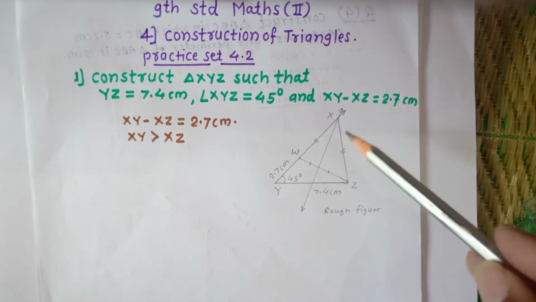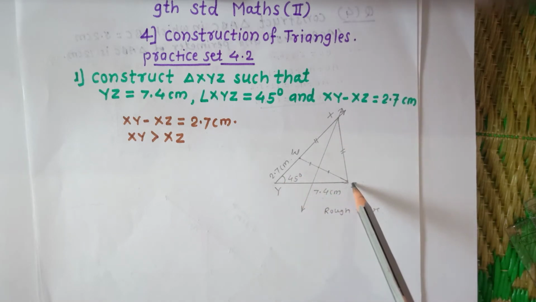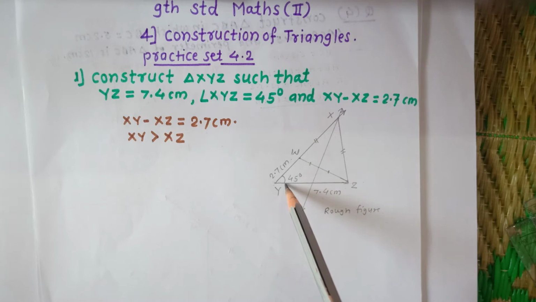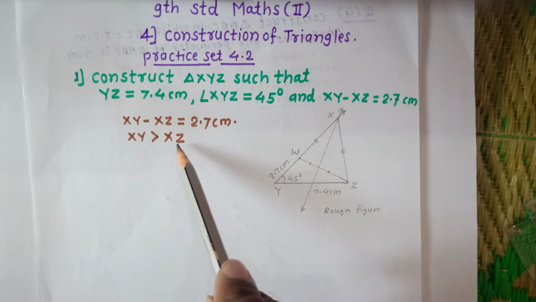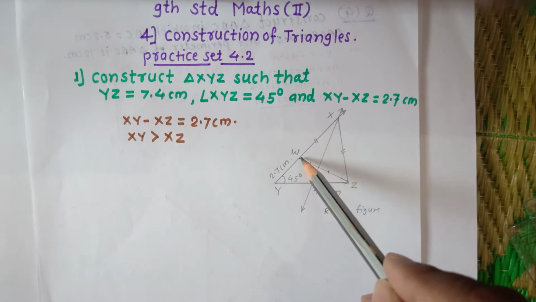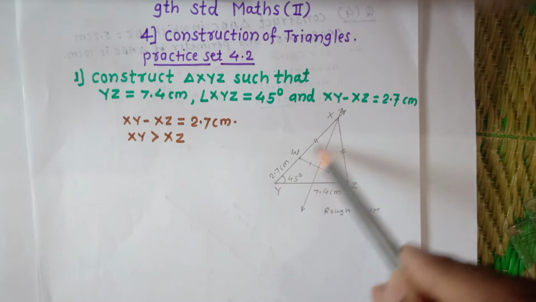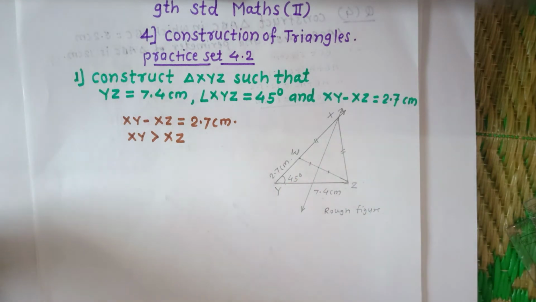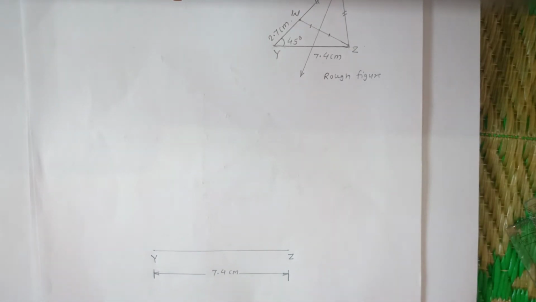In this way we have to construct triangle XYZ here. Now in this example, in triangle XYZ, YZ is the given base and angle Y is 45 degree given, and XY is greater than XZ, therefore their difference 2.7 centimeter we have to take on this line. Now let's draw the construction. At first draw the segment YZ 7.4 centimeter.